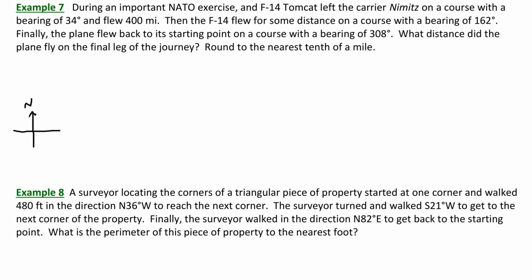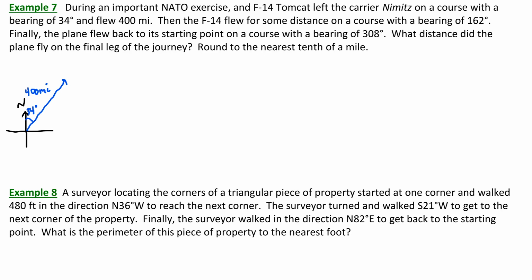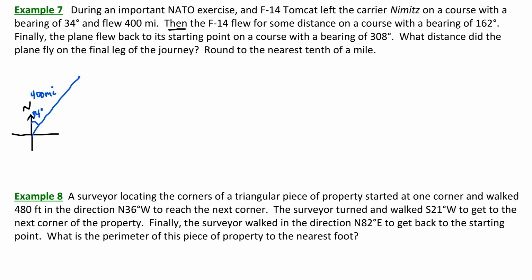Thus, a bearing of 34 degrees points out into quadrant 1. Notice the 34 degrees is measured with the positive y-axis, not the usual positive x-axis. The length of this leg of the trip is given to be 400 miles. Then, the F-14 flew for some distance on a course with a bearing of 162 degrees. To model the change in the direction of this F-14, I'm going to draw another compass rose, again measuring all bearing from due north. This time the bearing is 162 degrees.